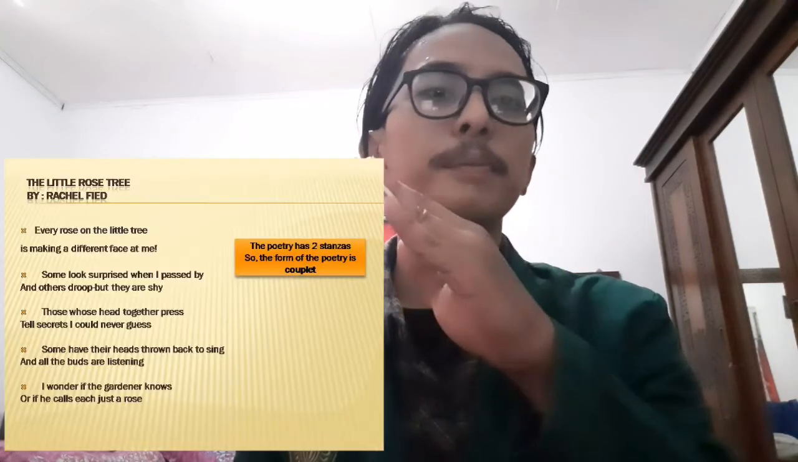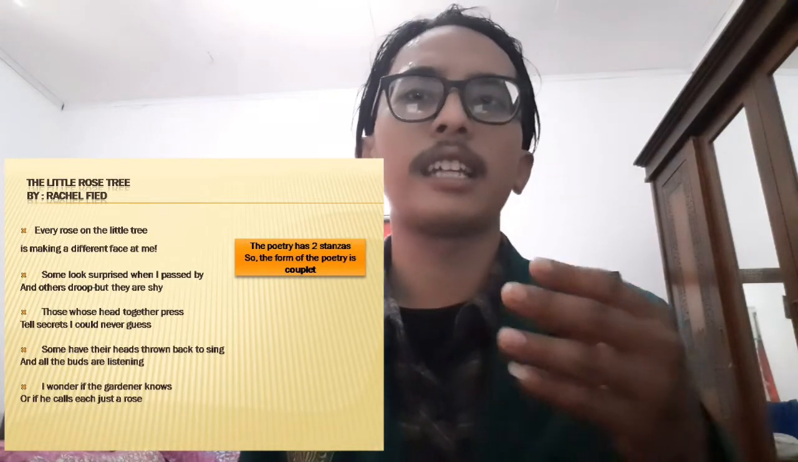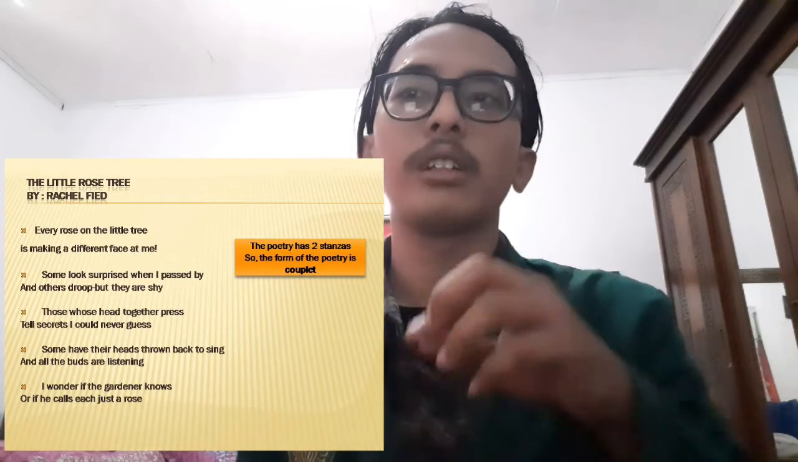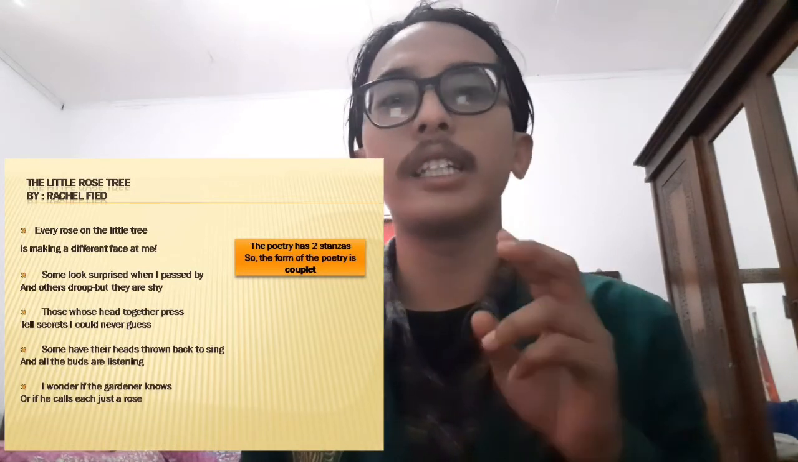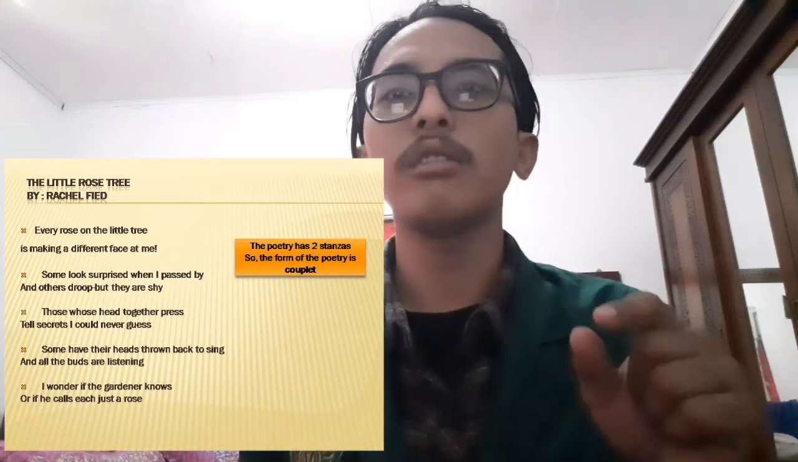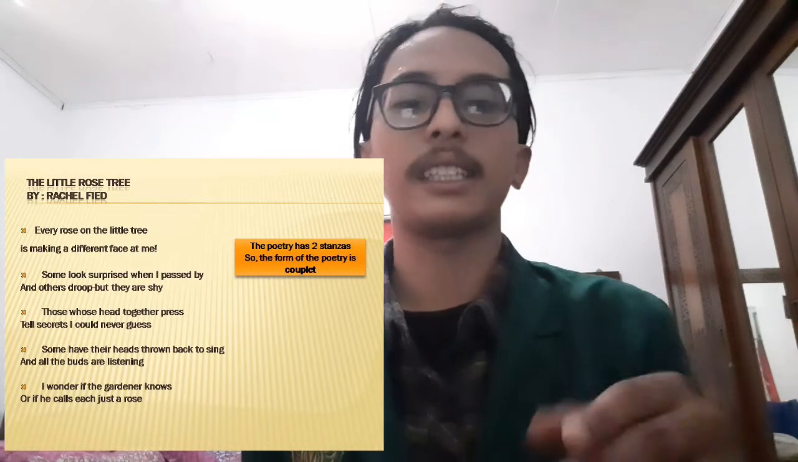Okay. This poetry, The Little Rose Tree by Rachel Fate, has 2 stanzas. Let's see, there are 2. Every rose and is making, that is 2 stanzas. So the form of this poetry is couplet.